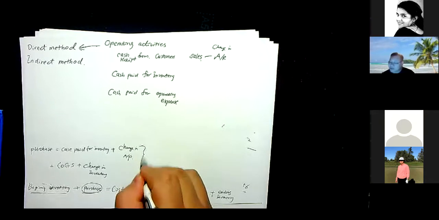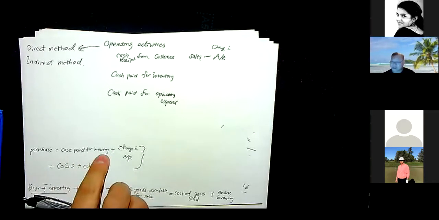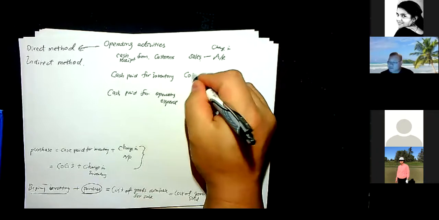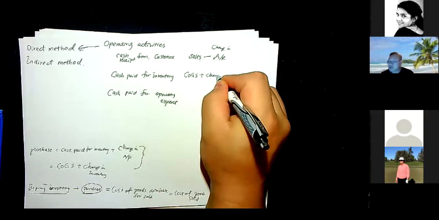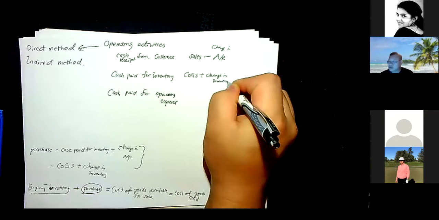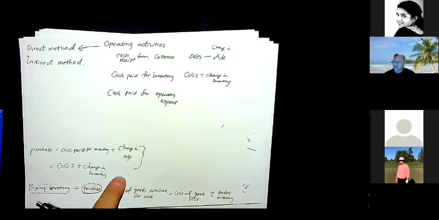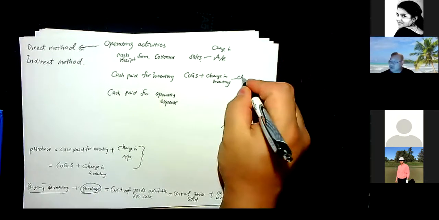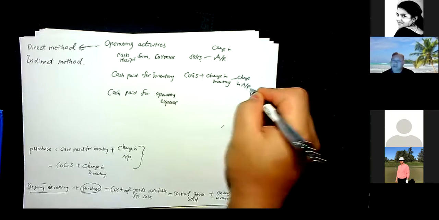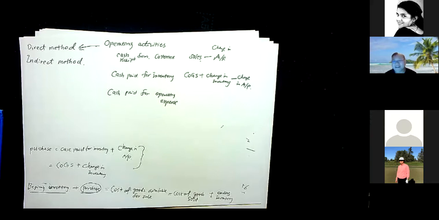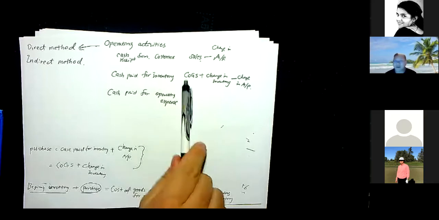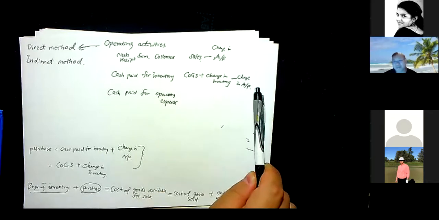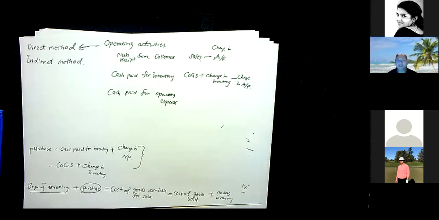So now consider this. What's my cash paid for inventory? That's going to be cost of goods sold plus change in inventory, and I need to move this item to this side, minus change in AP. Does this make sense? This is how much you paid for inventory: cost of goods sold plus change in inventory minus change in AP. Are we okay with this?